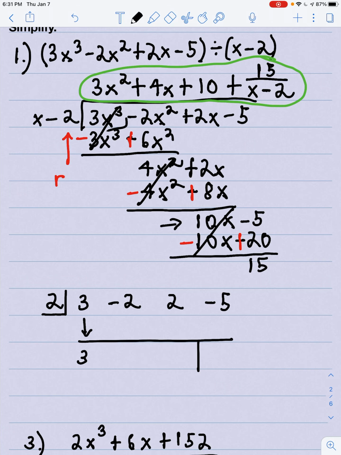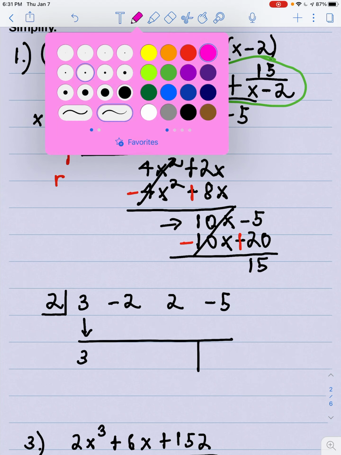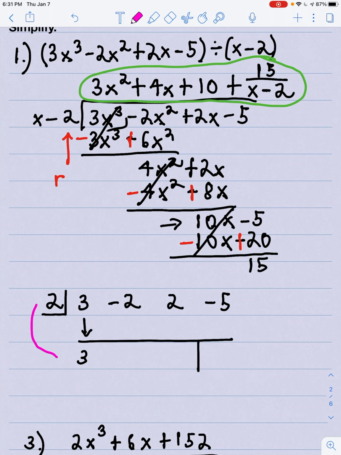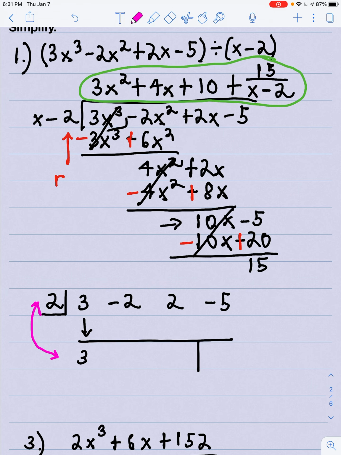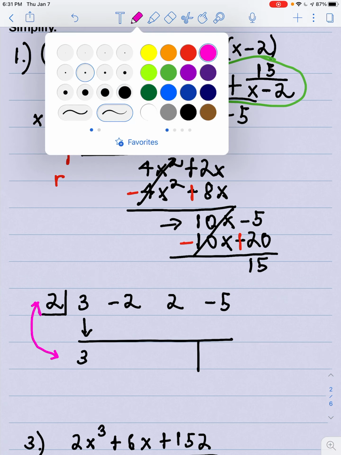So the process of doing synthetic division here, what we want to do is we want to start by multiplying the value in the half box with our first, can't get this to stay on.